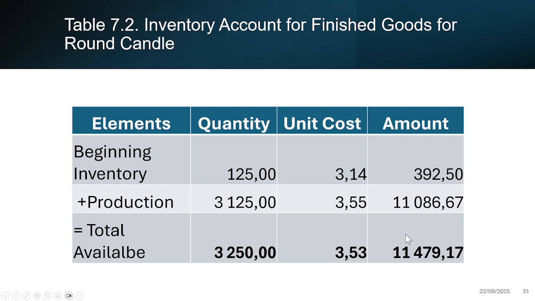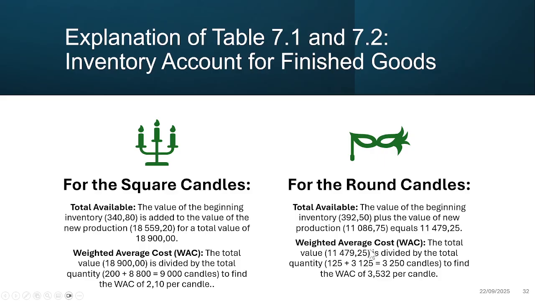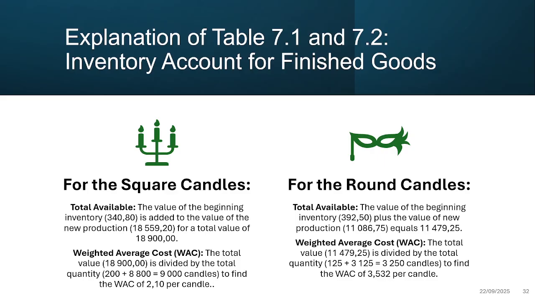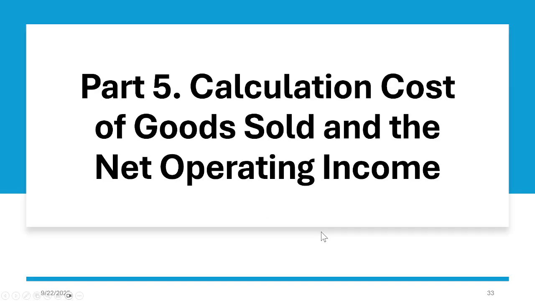And we do the same for the round candle. So we find the cost of goods sold should be 3.53 per candle. Okay, good now. And here's the detailed calculation, so you can see it from here.